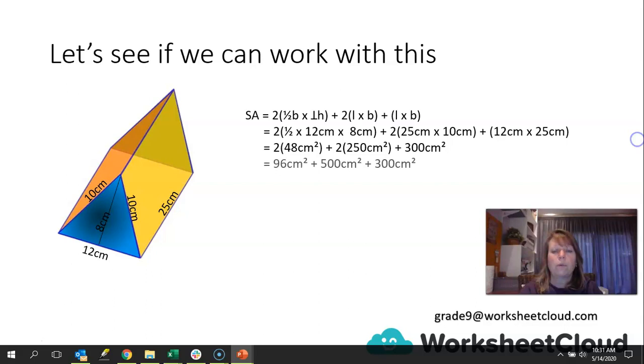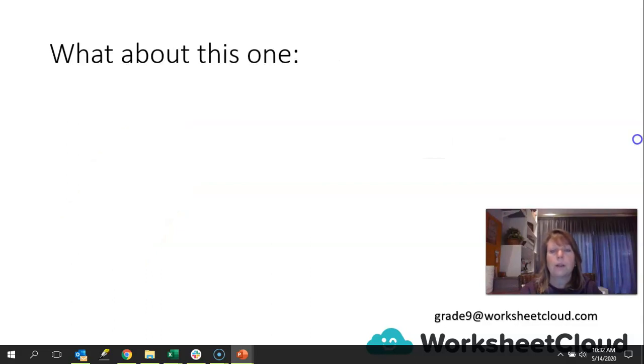Okay, we then carry on working that out. 2 times 48 will give us 96 centimeters squared. 2 times 250 gives us 500 centimeters squared, and then we add on our 300 centimeters squared. We end up with 896 centimeters squared, and that is the total surface area of that triangular prism. Okay, everybody happy? Right, let's look at another one.